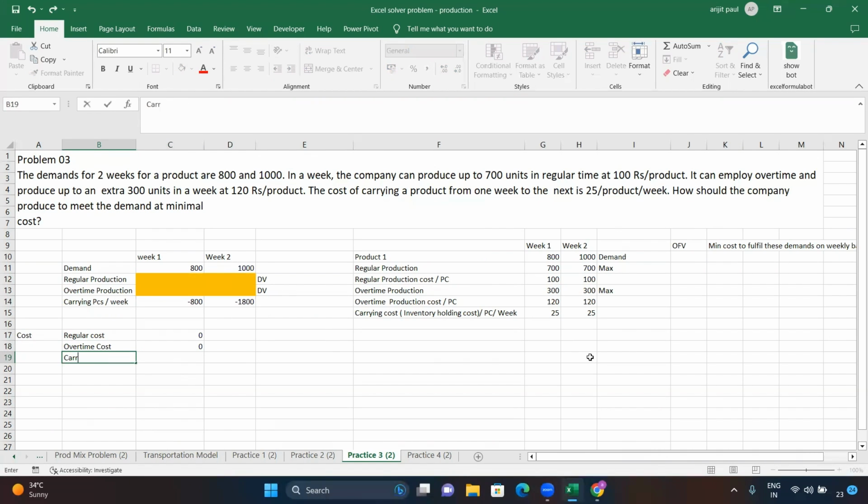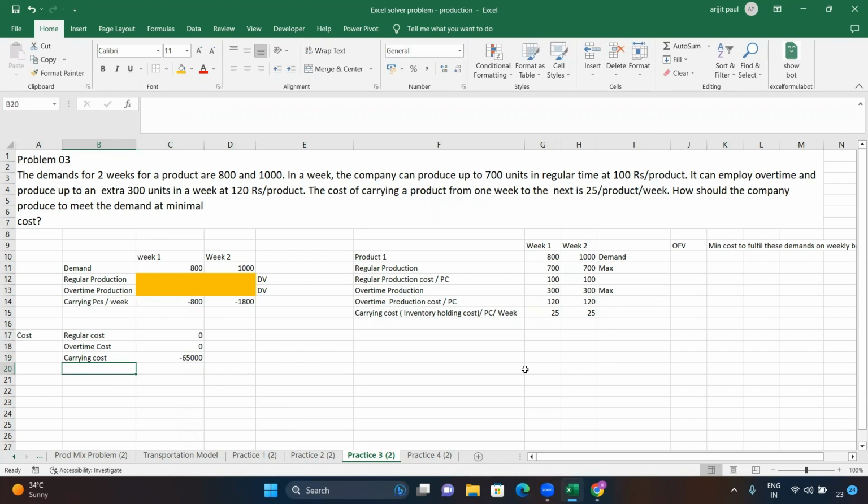Now there is one another one, carrying cost or the inventory holding cost. So that again remains the same. This cell plus this cell, multiply with how much? Carrying cost per piece per week, that is 25 rupees.